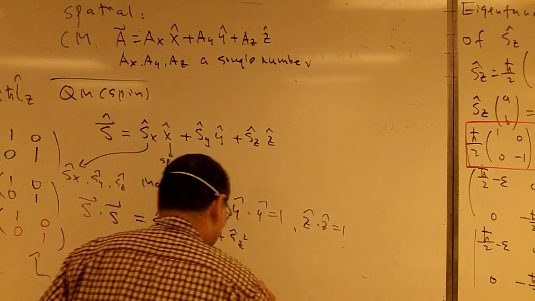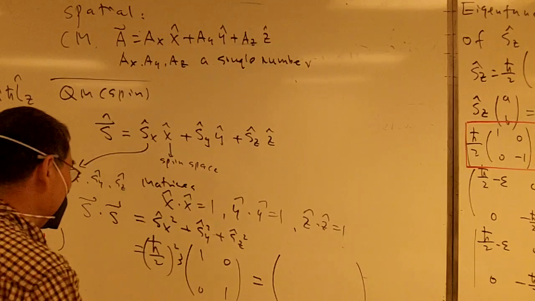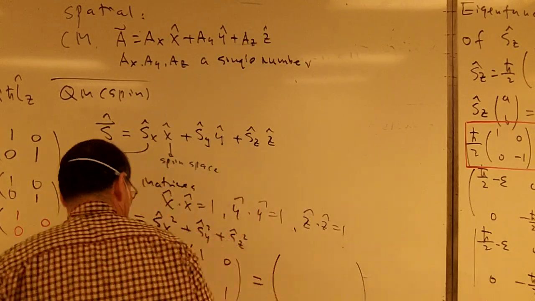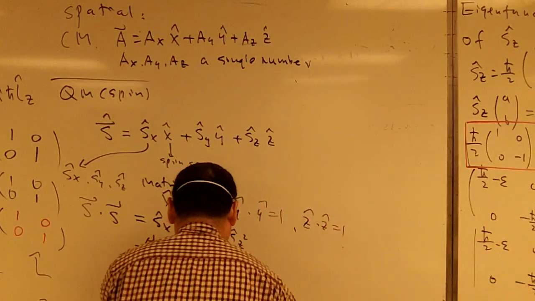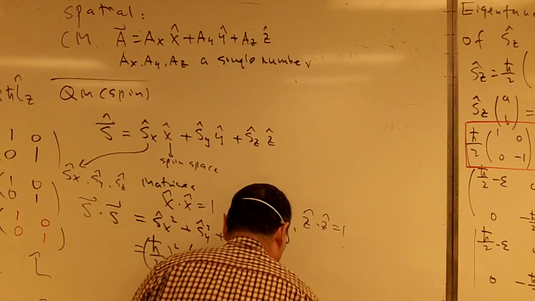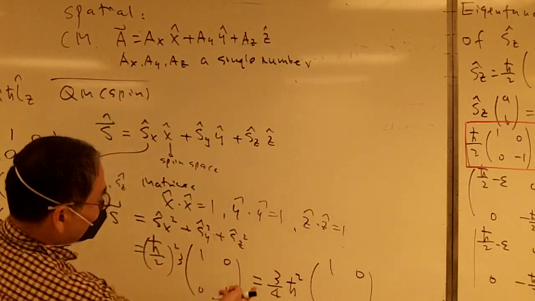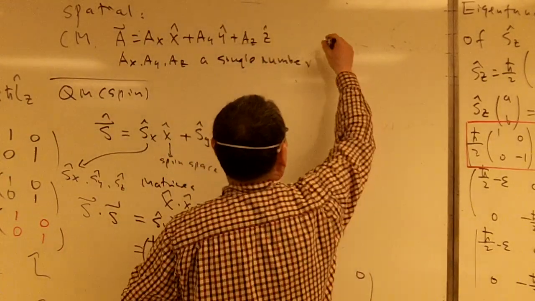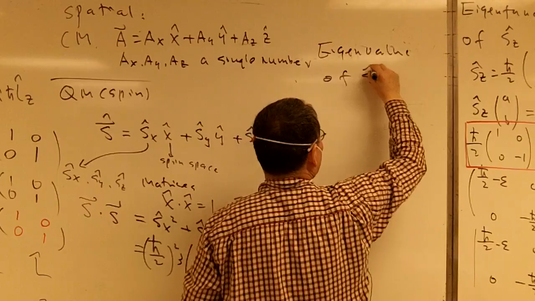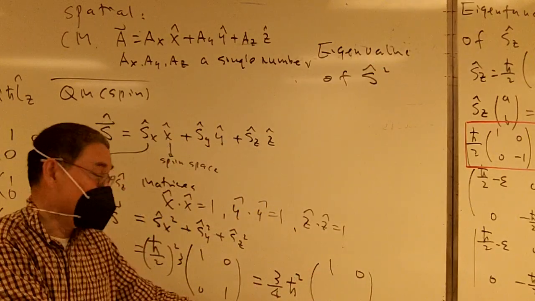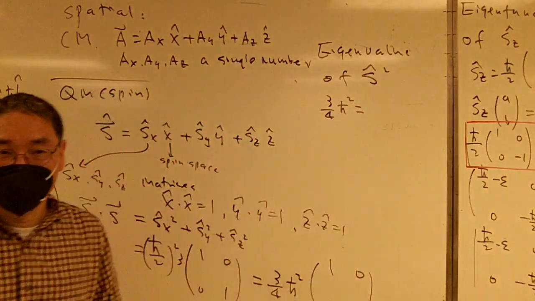This means I have an eigenvalue. This is already diagonal now. There's no need for rediagonalization. So this will be 3 over 4 h bar squared times 1, 0, 0, 1. I'm going to write the eigenvalue on the top. So the eigenvalue of S squared, because this is already diagonalized, is this part, 3/4 h bar squared, like this, right?